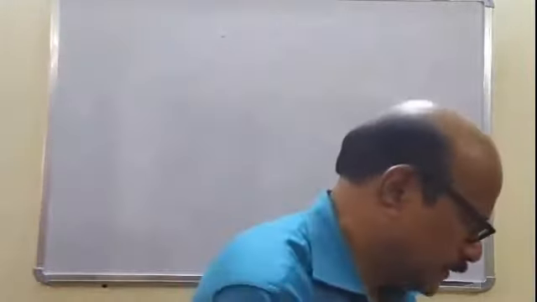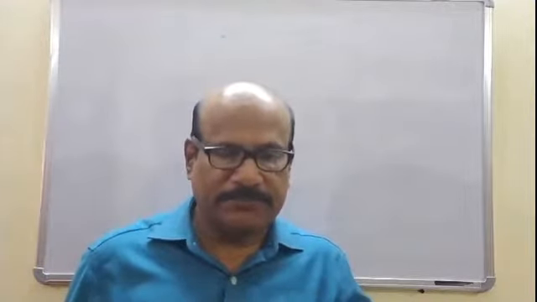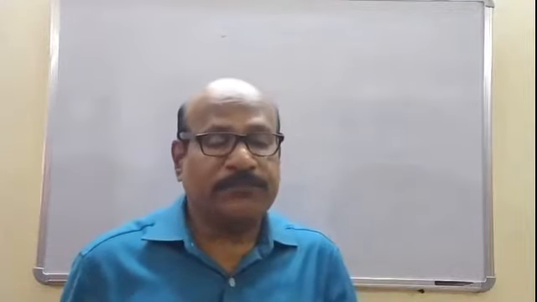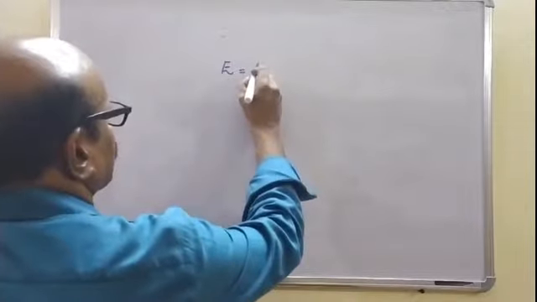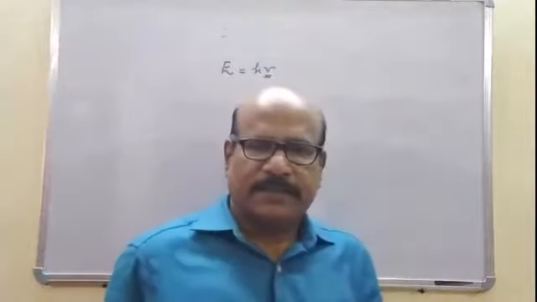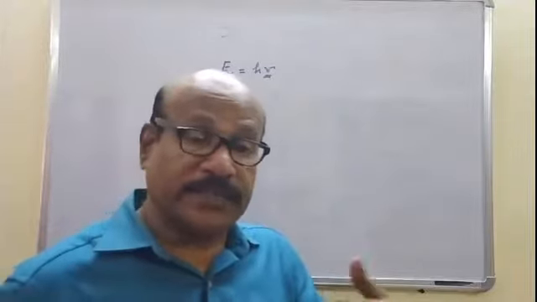As I already mentioned, electromagnetic radiations are streams of photons associated with an electric field and a magnetic field perpendicular to each other, and they carry a definite amount of energy E, depending on the frequency of the radiation. That is, the energy carried by the photon is E equal to h nu. So depending on nu, the frequency, we can classify the different electromagnetic radiation into different regions.